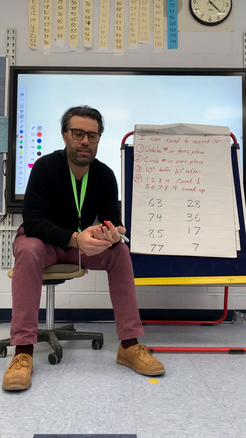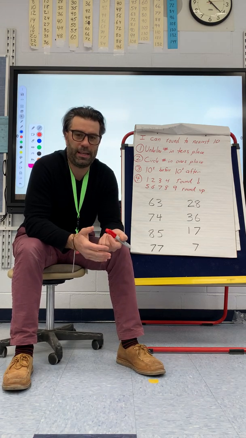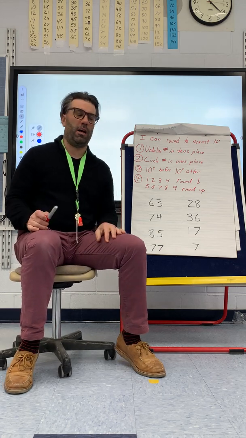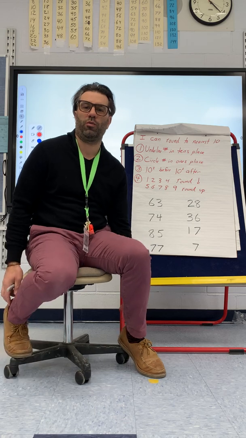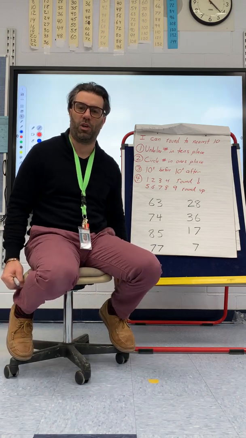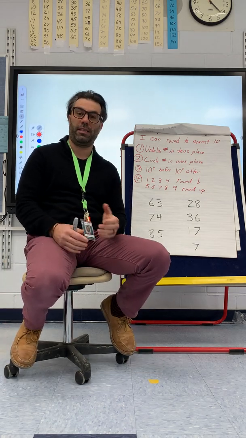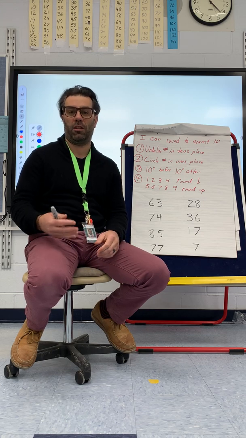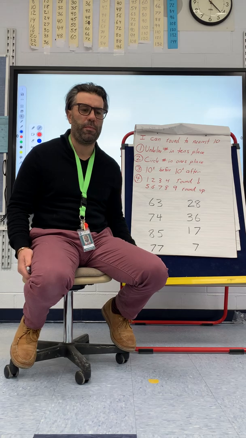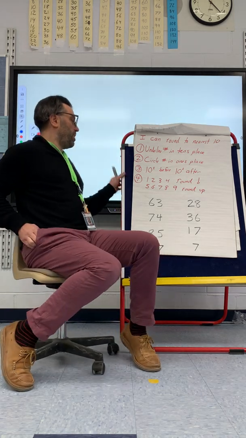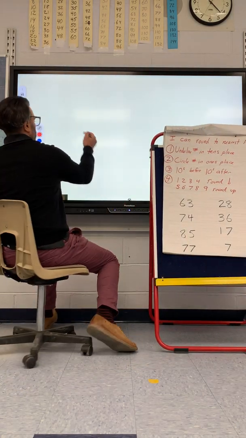So basically what rounding is, sometimes you don't need an exact number, right? So you're going to need like an about number. So when you're rounding to the nearest 10, that means your answer is going to be a 10 number. So it'll be like 0, 10, 20, 30, 40, 50.